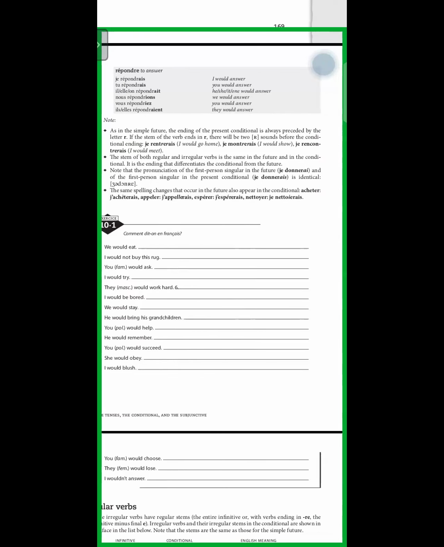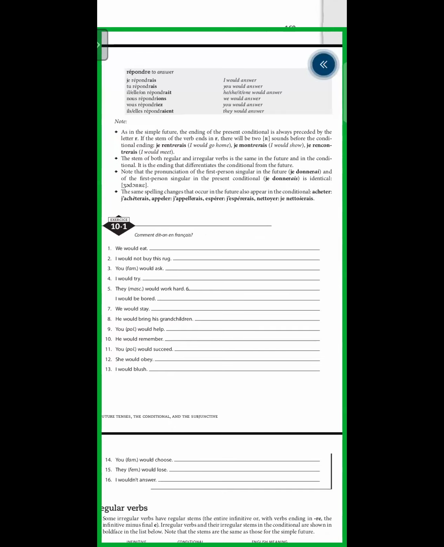Now, there's a note attached to it. Let's look at the notes briefly so that we can really enjoy what we're dealing with. Let's go. As in the simple future, the ending of the present conditional is always preceded by the letter R.